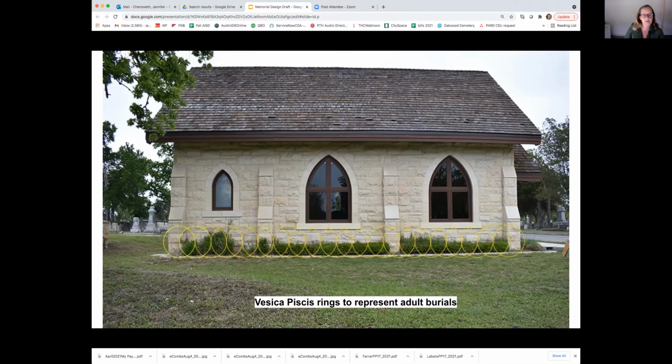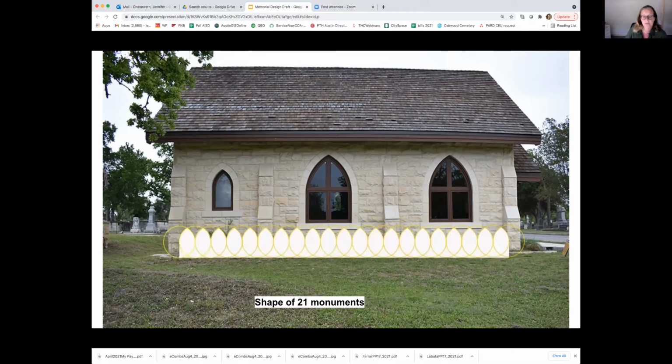And so I took the idea of these Vesica Piscis rings that overlap to represent the adult burials, which are a certain number. And then would be the shape of one adult monument taken from that. We've scaled it down a little bit once we realized we were possibly impacting one of the known grave locations, but this is just a general visual idea. So this would be the shape of 21 monuments to represent the 21 adult burials we found. And the circles would represent 16 child or infant burials.